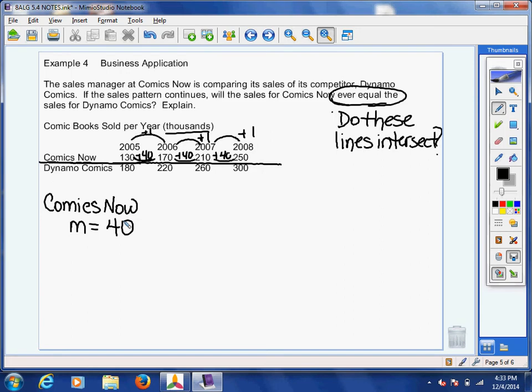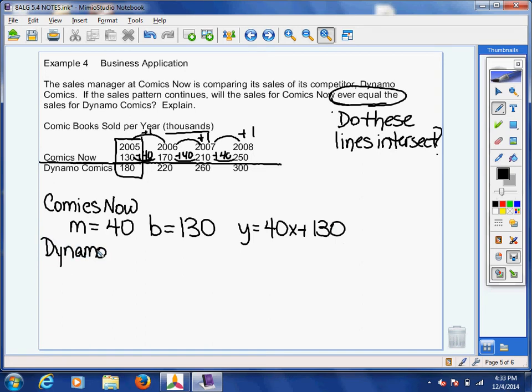Now our y-intercept is going to be where we started this whole table, and that's going to be right here. So for Comics Now, it's 130. So I can actually write the equation y equals 40x plus 130. Now, let's do Dynamo Comics. Let's do the same exercise. We see that the x's are going up by year, 2005 to 2006, 2006 to 2007, and of course 07 to 08.